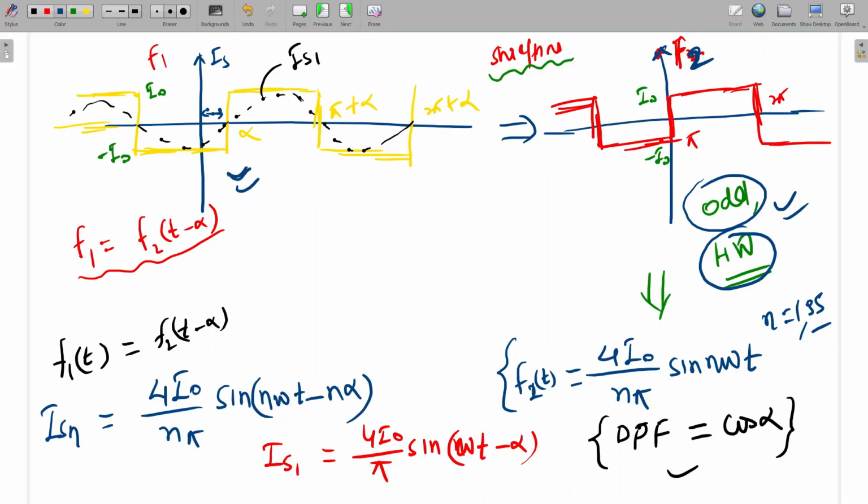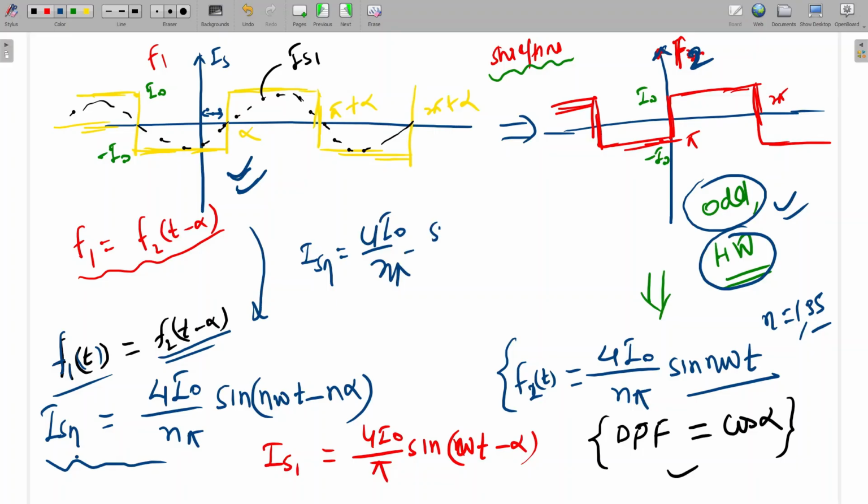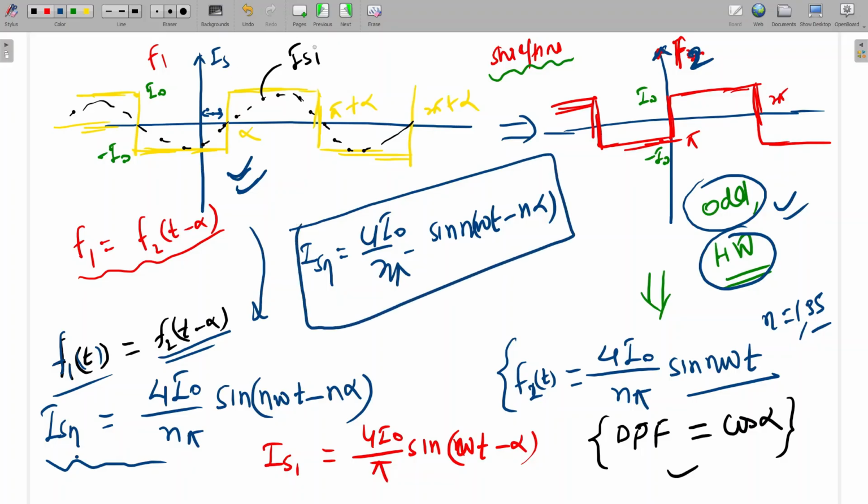So what will be the Fourier series of the original one? We can say f1(t) is equal to f2(t minus alpha). Since this is sin n omega t, for this one it will be 4 I naught upon n pi sin(n omega t minus n alpha). Is it clear? You can also do this directly without shifting. You can calculate an, bn, and after that simplify that equation, then you will get this final value.